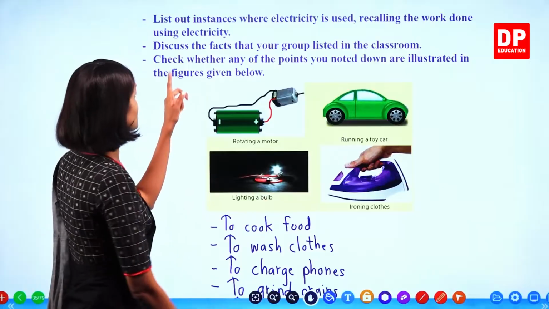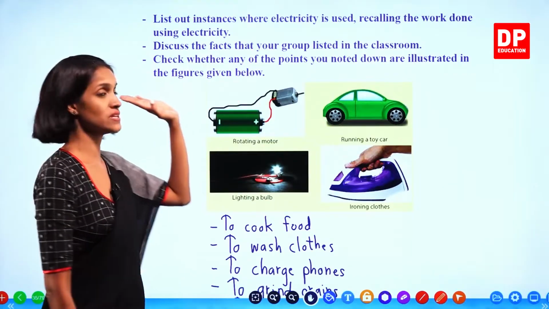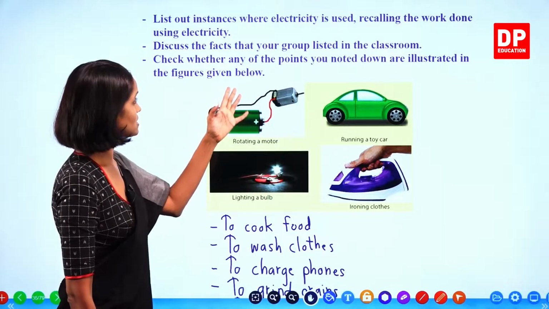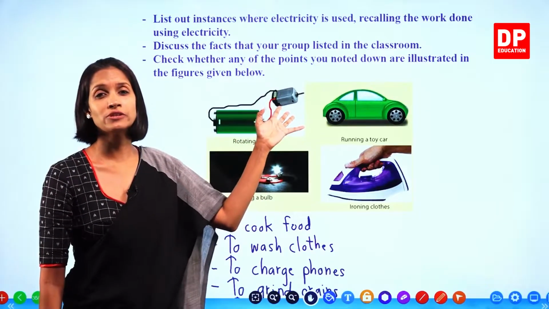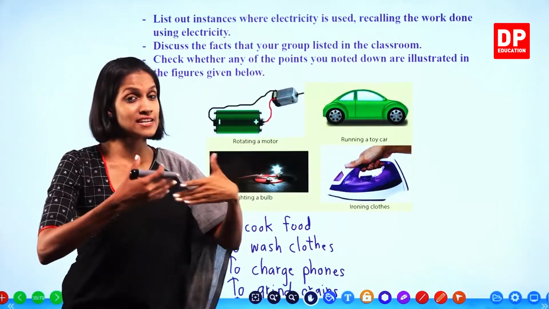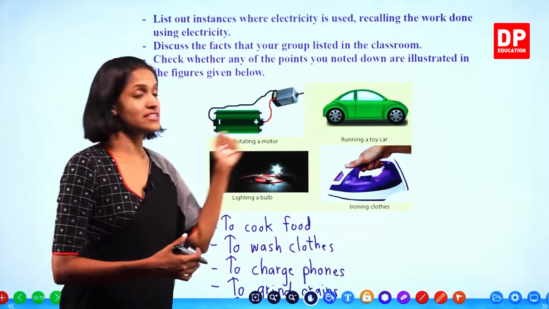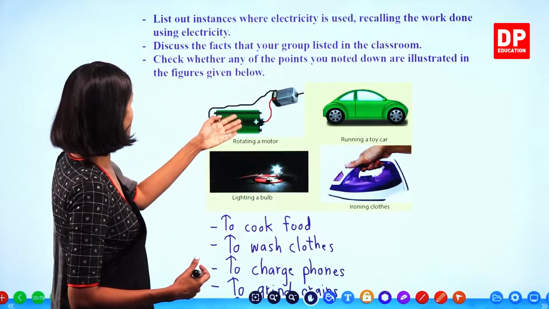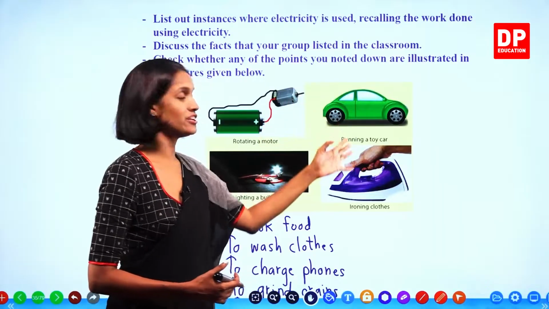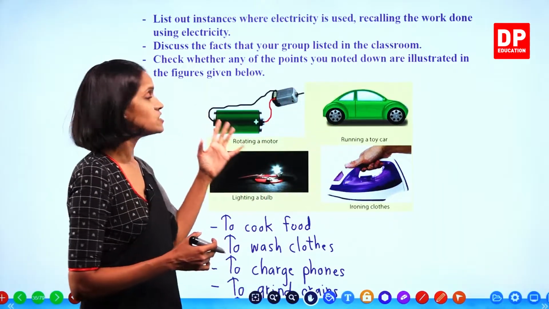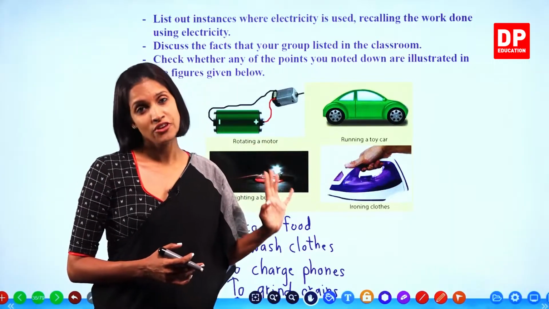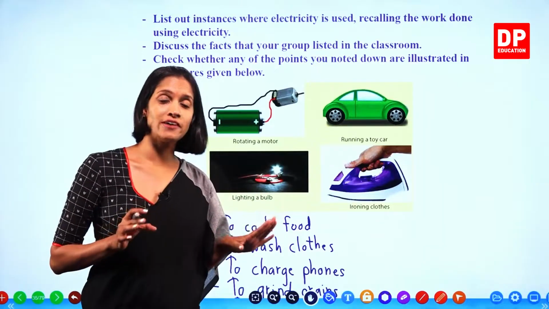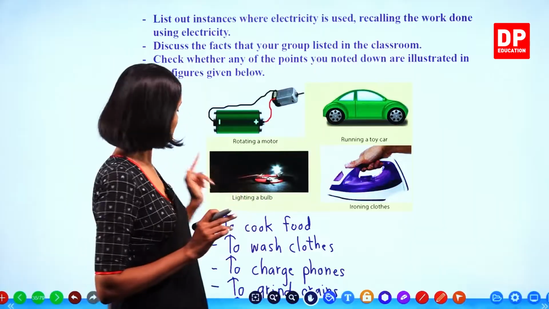So list out instances where electricity is used, recalling the work done using electricity. So we wrote some examples. Discuss the facts that your group listed in the classroom. So when you are in the classroom, you can do this as a group activity and you can discuss what are the ways that you use electricity, right? Check whether any of the points you noted down are illustrated in the figures given below. Now, we already discussed these instances as well. So, this is one of the most commonly used forms of energy, right? Because now we have already done another lesson about electricity. Now you all have a sound knowledge of electricity, right? We'll move on to the next.